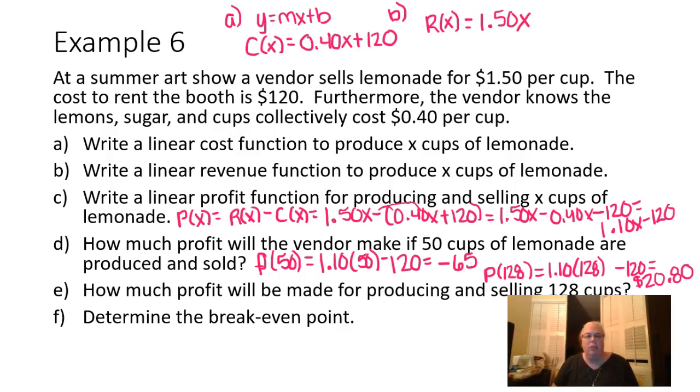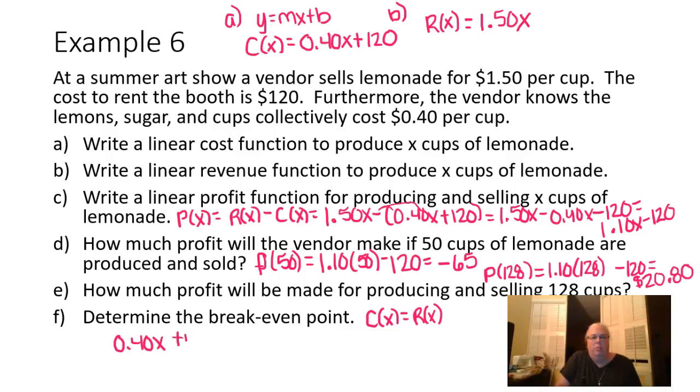Okay, F is asking us to determine the break-even point. Now, the break-even point is going to be when your cost and your revenue are the same thing. So you don't make any money, you don't lose any money, so there's no profit there. Okay, we're going to figure out when our cost function is equal to our revenue function, and we're going to solve the equation.